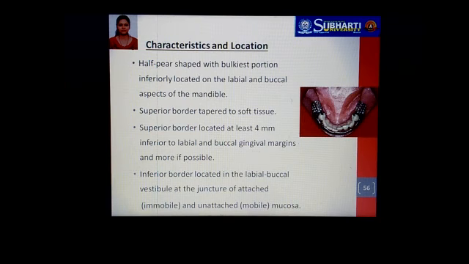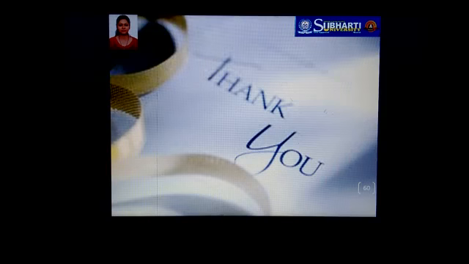Inferior border: it should be located in the buccal or labial vestibule at the junction of the attached and unattached mucosa. So the level up to which the inferior border of the labial bar can be extended is at the junction of the attached and the unattached mucosa. Because if you extend it more into the sulcus, it is going to impinge on the soft tissue, and it might also result in mobility or movement of the tissue while any kind of function is being performed by the patient.